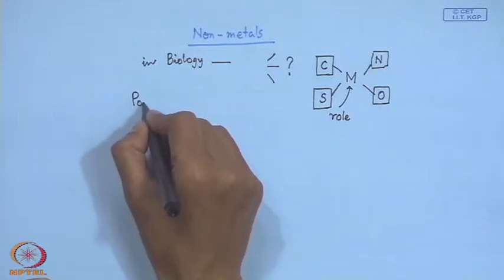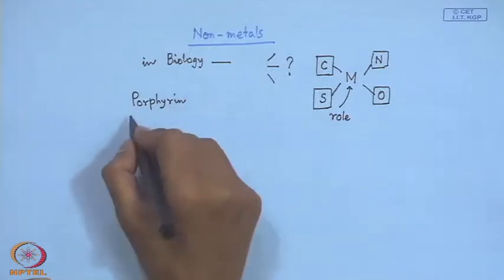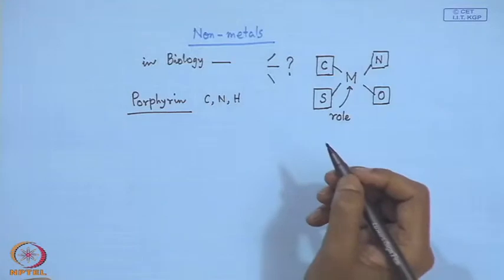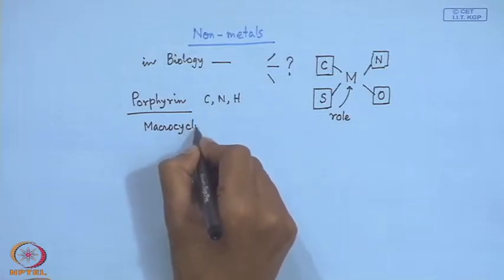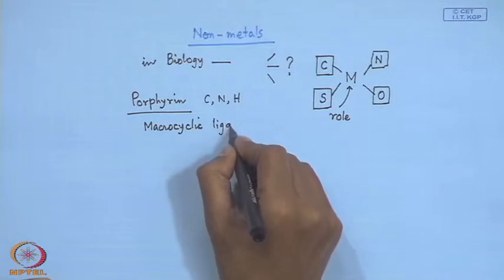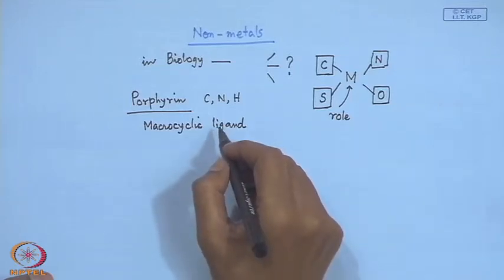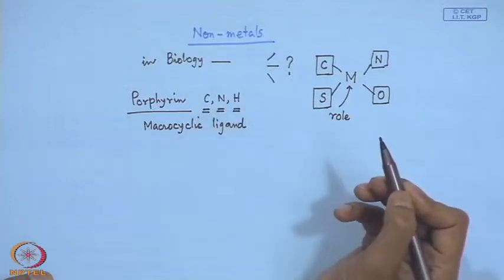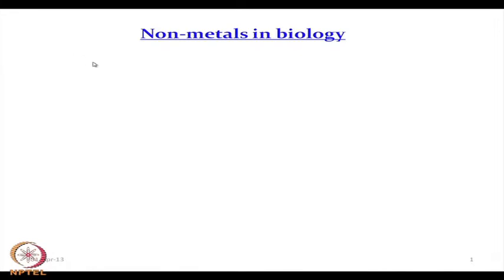If we consider the formation of the porphyrin, it is basically made up of carbon, nitrogen and hydrogen atoms. So, when this macrocyclic ring or ligand is forming, it has a very interesting biochemical pathway from elements like carbon, nitrogen and hydrogen. Basically, we will see how these non-metals perform their individual roles in biological transformations and reactions.